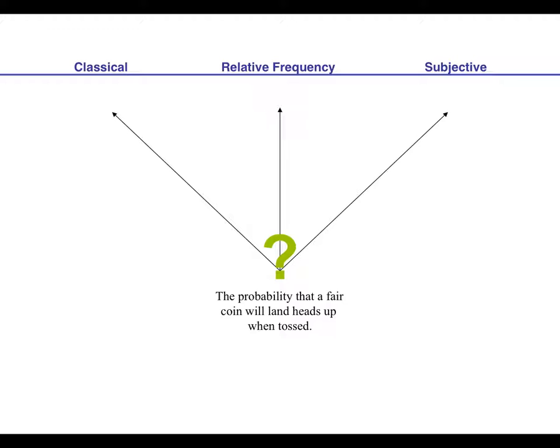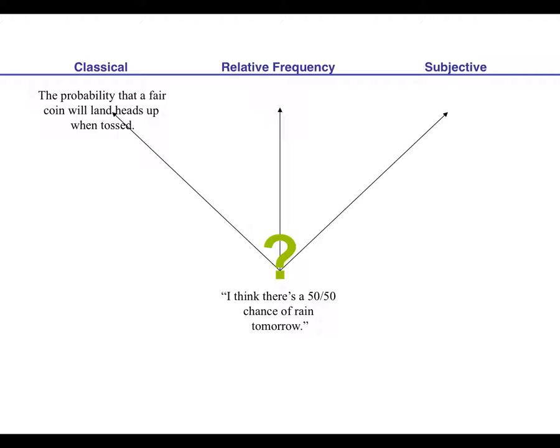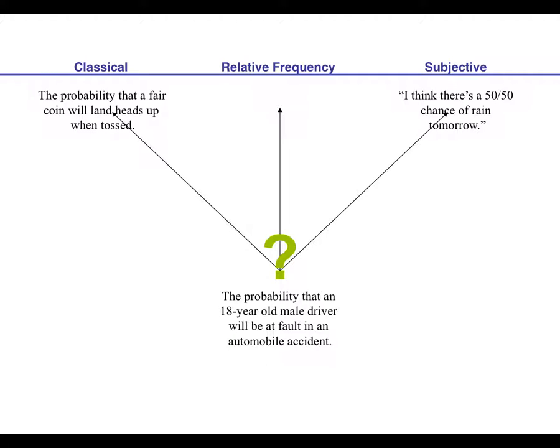Now you guys have these examples listed. I want to know what category they fall into. So if I look at the probability that a fair coin will land heads up when tossed, what is the probability that a fair coin will land heads up? 0.5, 1/2. Which approach does that fall into? Classical. Yeah. You're assuming that the heads and tails are equally likely. I think there's a 50-50 chance of rain tomorrow. Subjective, your own personal opinion.